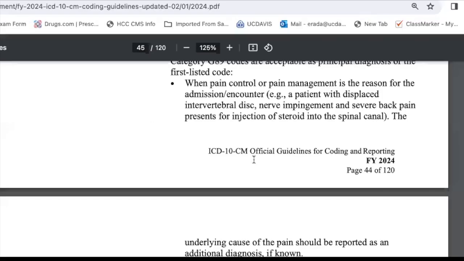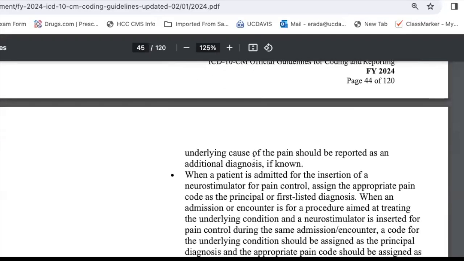Okay, and whatever is causing the pain, like the herniated disc or lower back pain or whatever, should be added as the secondary diagnosis. So just remember, guys, that you only assign the G89 code as your primary or principal diagnosis if the main reason why a patient is in the clinic is to have that pain controlled or managed. Okay, so that's what is important to remember in the sequencing guidelines.